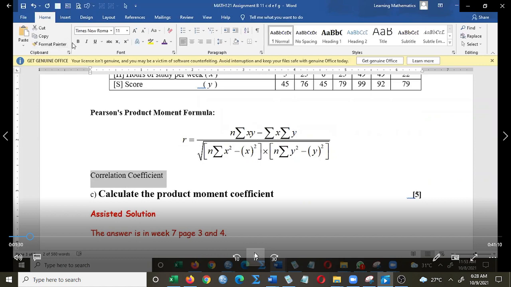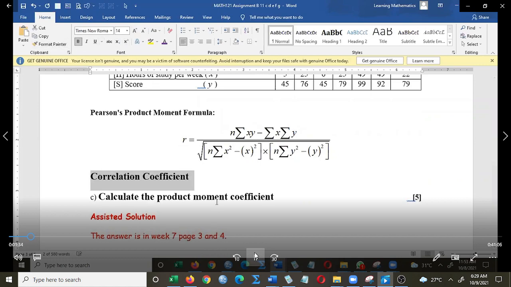Correlation coefficient. And can anybody give us an idea as to what that term means? Because I want to encourage you all to try to be as scholarly as possible. You're going to learn new terms, so look up their meaning.